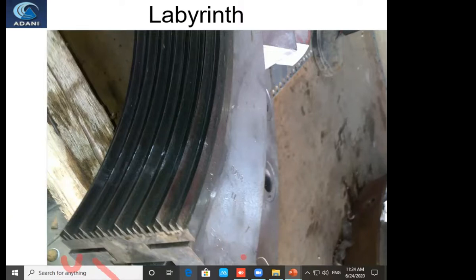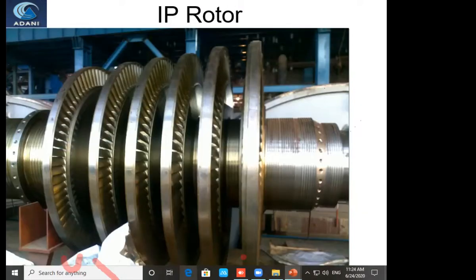Next. IP rotor. I will show that IP rotor, where steam is coming from the left side and expanded on the other side.